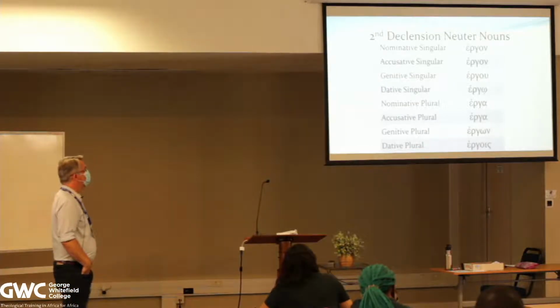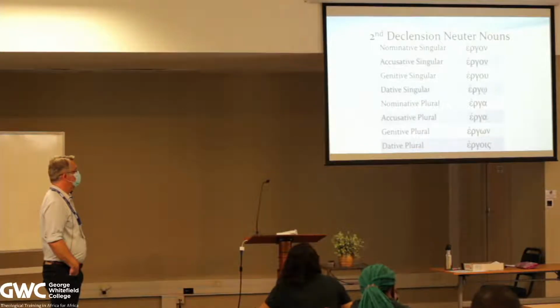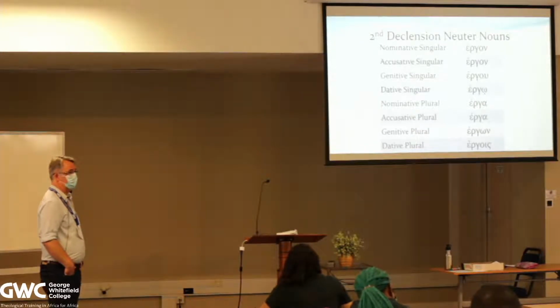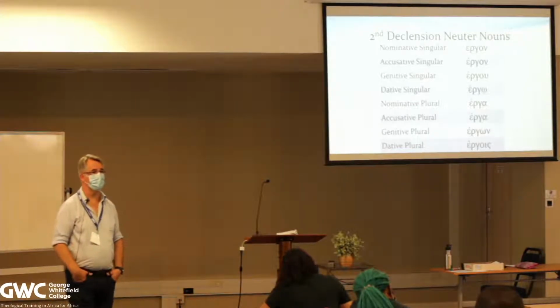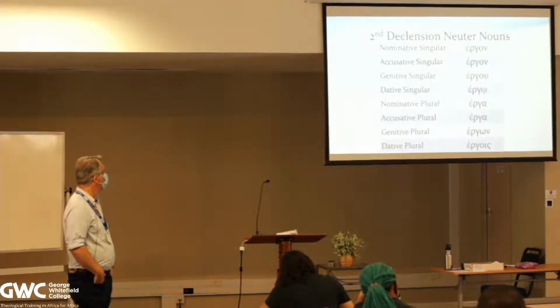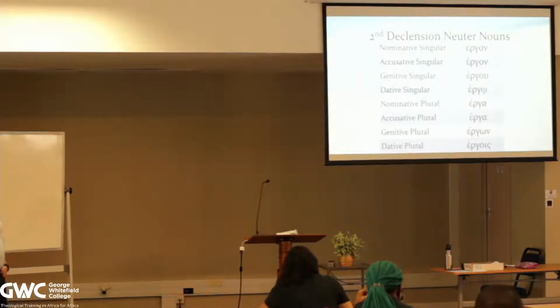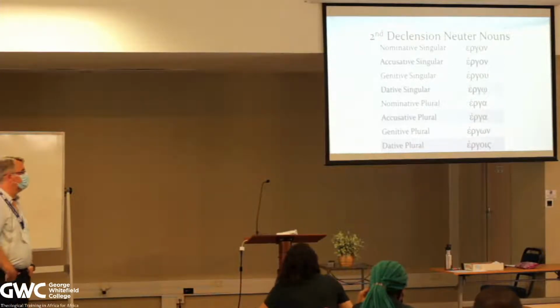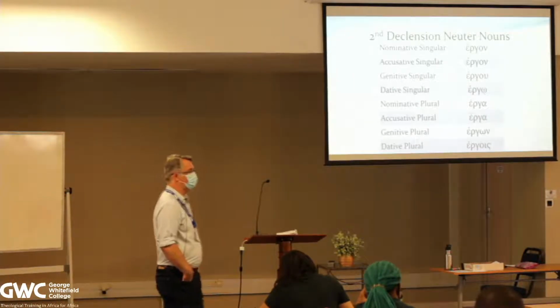Ergon, ergon, ergu, ergo, erga, erga, ergon, ergois. This is how the second declension neuter nouns behave.